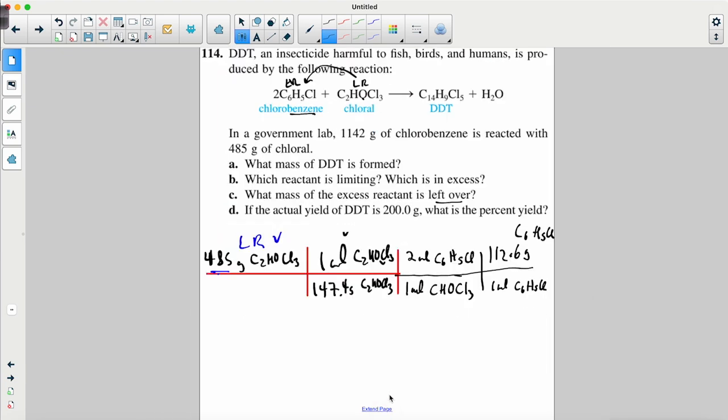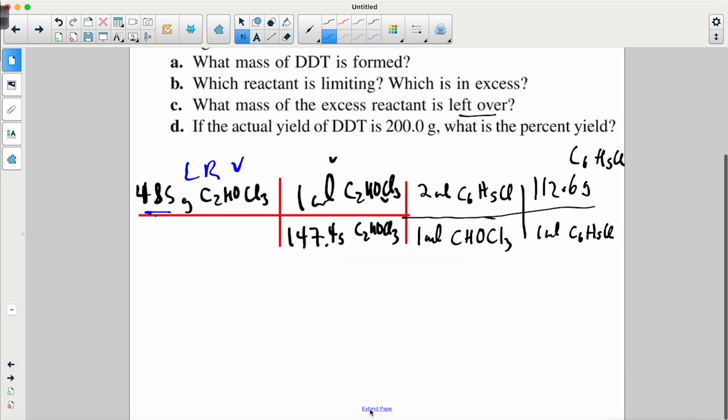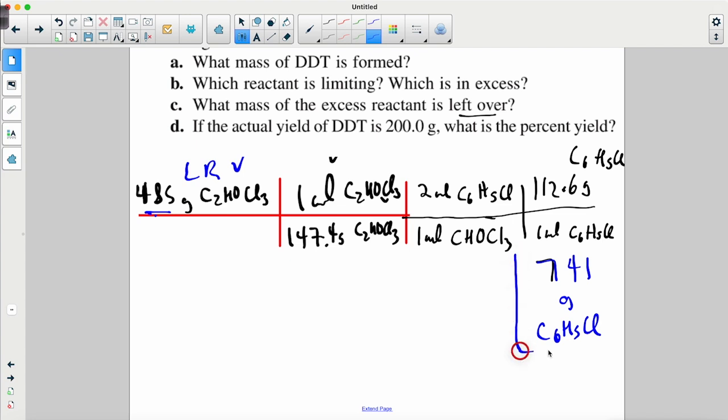If I do it, you do it. There we go. Now I'm going to run this. This is going to be my use grid, essentially what I'm going to get. So I'm going to run the grid. Let me pause it while I do the calculations. 741 grams of C6H5Cl. Boom. So I get 741 grams of C6H5Cl. That's how much is used.